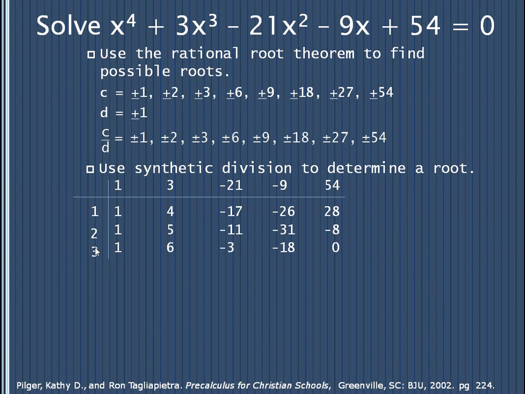We have a depressed polynomial or depressed equation. So now we want to work with something smaller. We'll work with smaller numbers. This was a polynomial with degree 4. Once we divide, now this is degree 3 or cubed. So now we can do synthetic division again. We can rewrite these coefficients: 1, 6, negative 3, and negative 18.